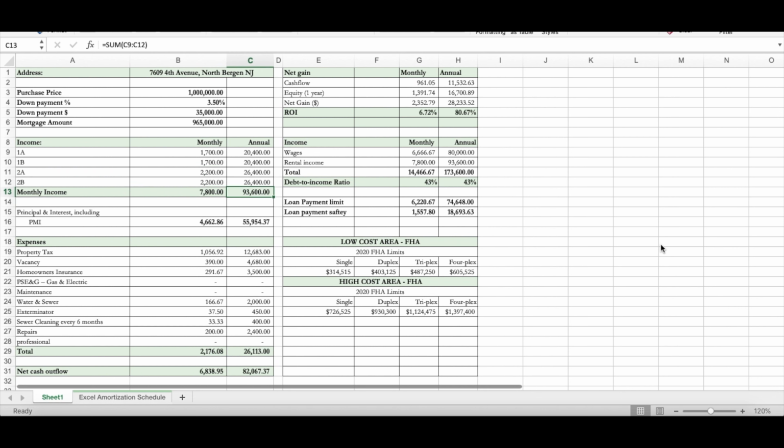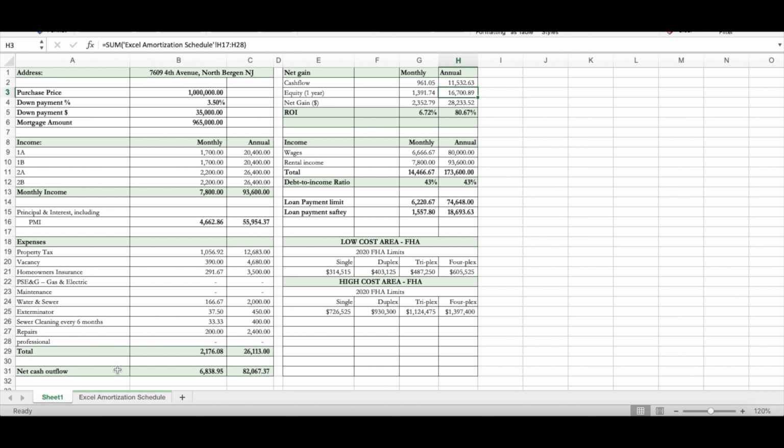So the income produced from this property is $7,800 a month. Your mortgage payment is $4,662, and your property expenses are $2,176. So your net cash outflow is $6,838. Your cash inflow is $7,800. That means you're positive $961 a month.